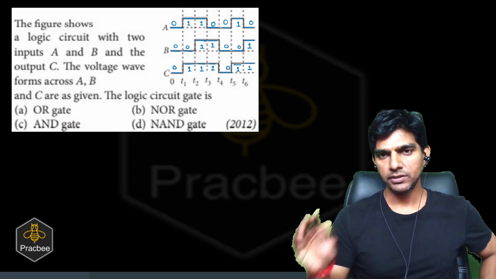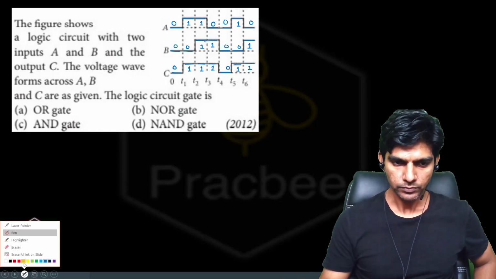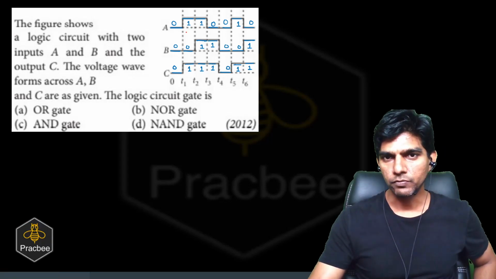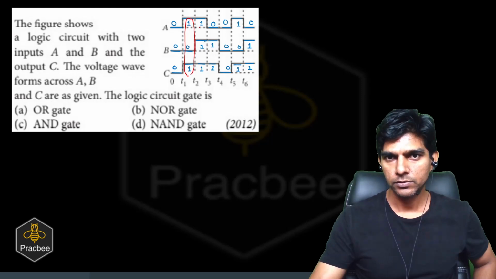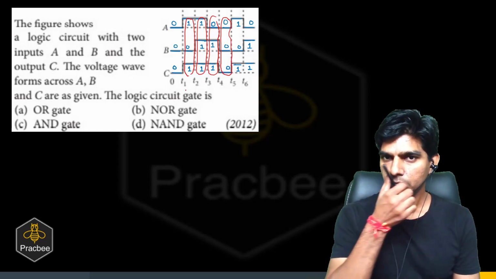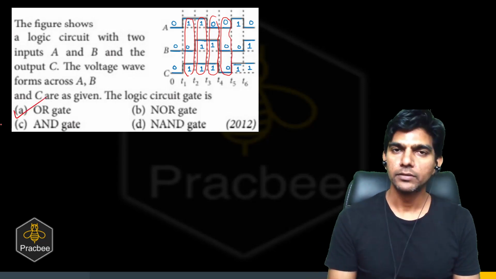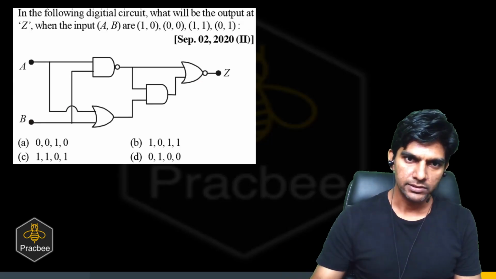If you look at these waveforms closely, what we can say is when any of the inputs is high, we are getting a high output. For 1, 1 it is 1, for 0, 1 it is 1. But if both the inputs are low, we are getting a low output. So what type of gate is it? It will be an OR gate. Got it? Right. So let us see one more question.